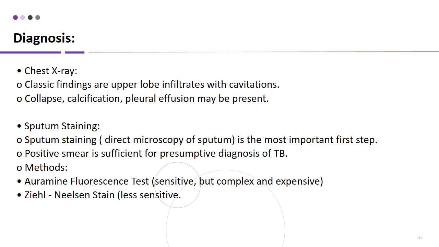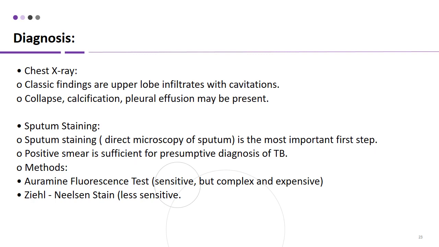The chest x-ray will show the upper lobe infiltrates with cavitation, which is the classic finding. There can be collapse, calcification, and pleural effusion may also be present. The second test which should be done for diagnosis is sputum staining. In this, there will be direct microscopy of sputum, and it is the most important first step. A positive smear is sufficient for presumptive diagnosis of TB.